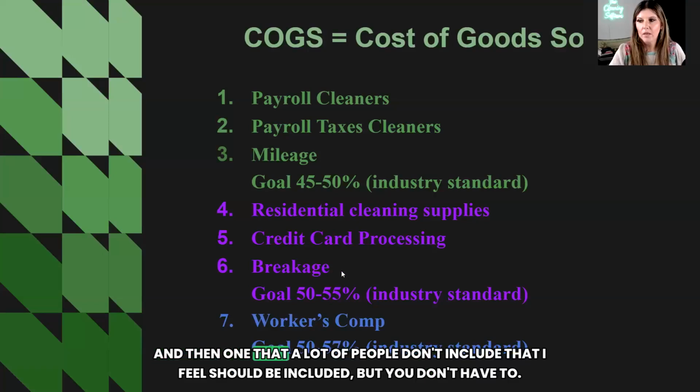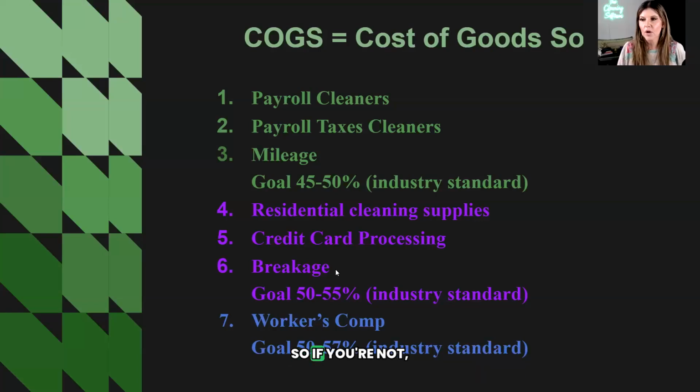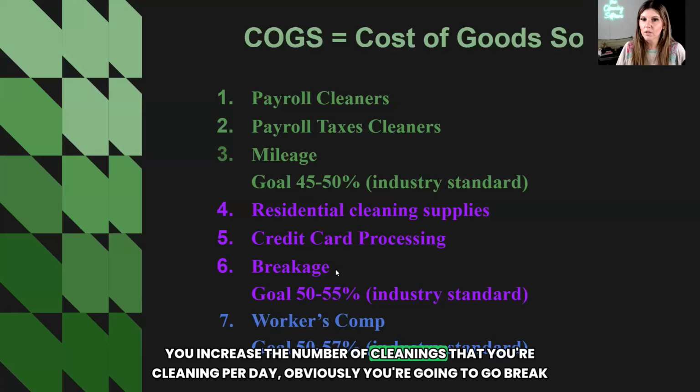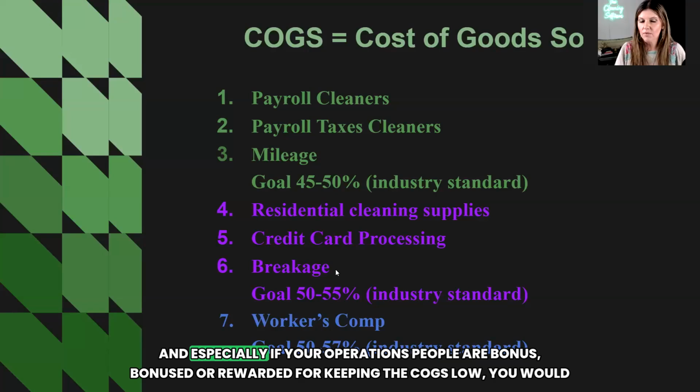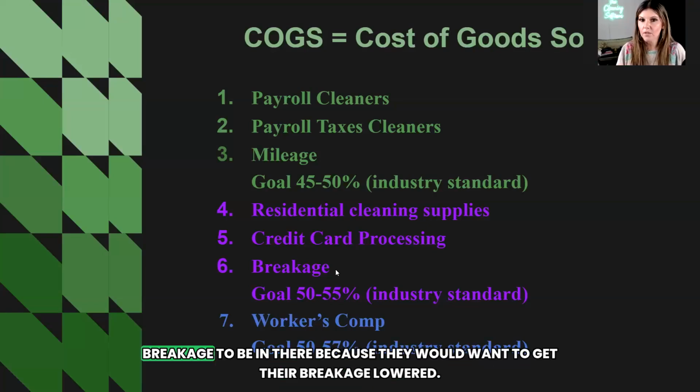And then one that a lot of people don't include that I feel should be included, but you don't have to, so if you're not, it's okay. Breakages. When you increase the number of cleanings per day, obviously you're going to break more stuff because you're in more houses. So that should be considered part of your cost of goods sold, and it's a really important thing to measure. Especially if your operations people are bonused or rewarded for keeping the COGS low, you would definitely want breakage to be in there, because they would want to get their breakage lowered.